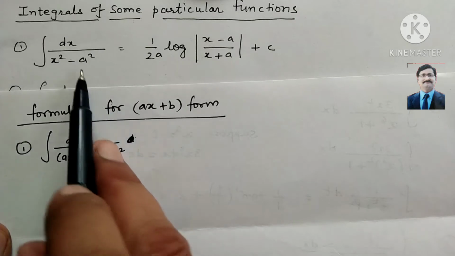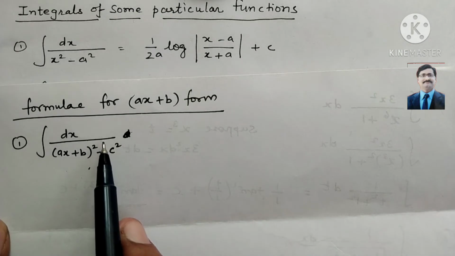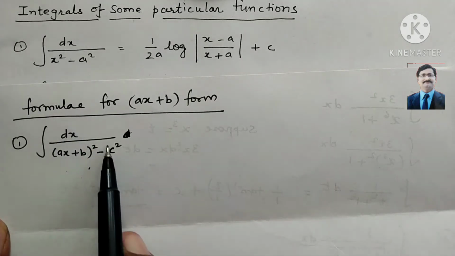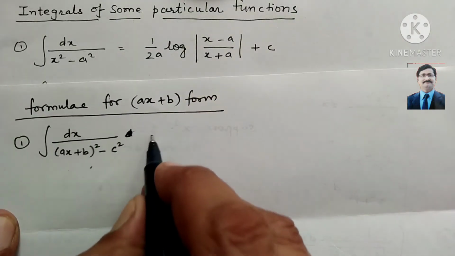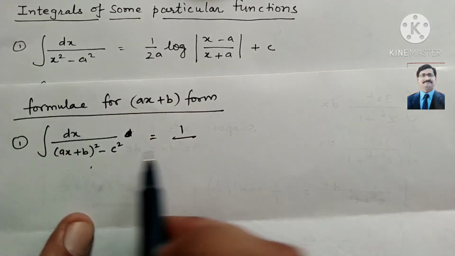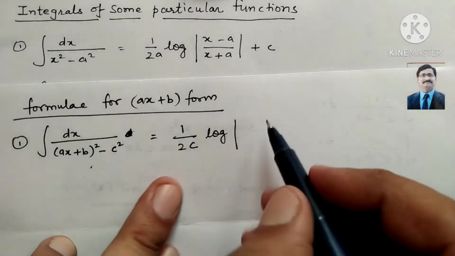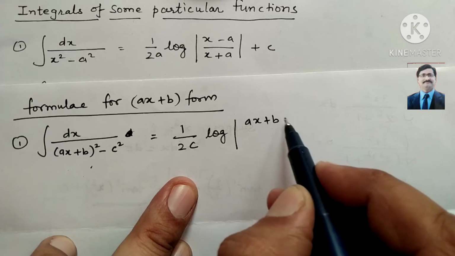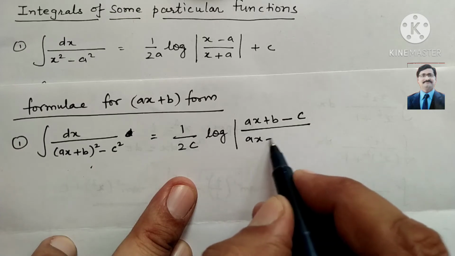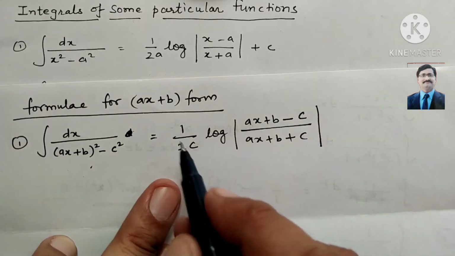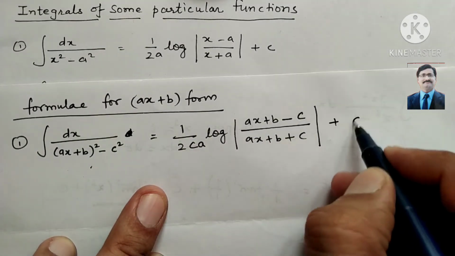Look here all of you, in this formula, in place of x is given ax plus b power 2. In place of x we have ax plus b, and in place of a, c is given. So in this formula, the same formula, we have to use 1 upon 2a. So here 1 upon 2c we will get, 1 upon 2c log, in place of x we have ax plus b, and in place of a we have c, so minus c upon ax plus b plus c we get. And here the coefficient of x is a, so we have to divide by a. All understand? This is the answer.